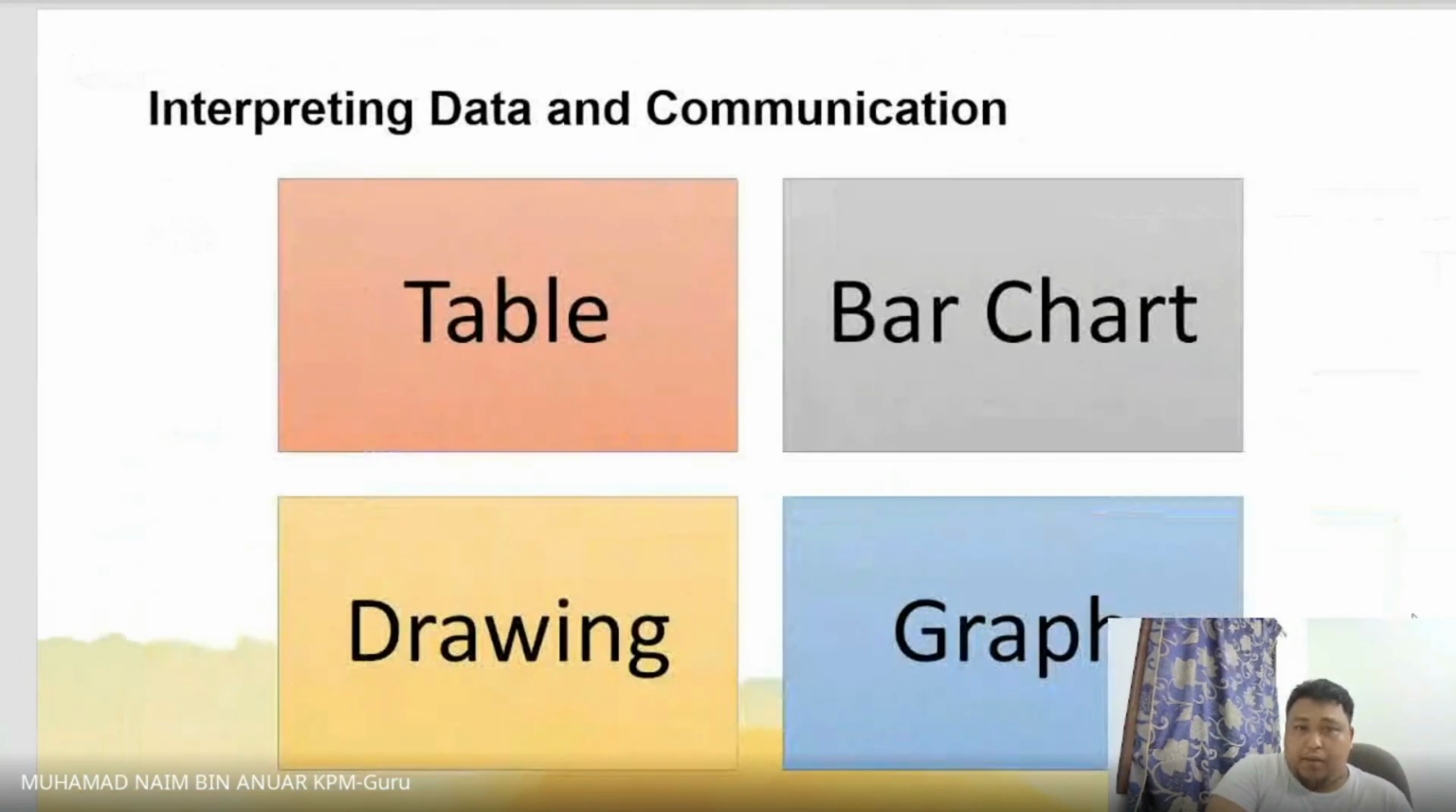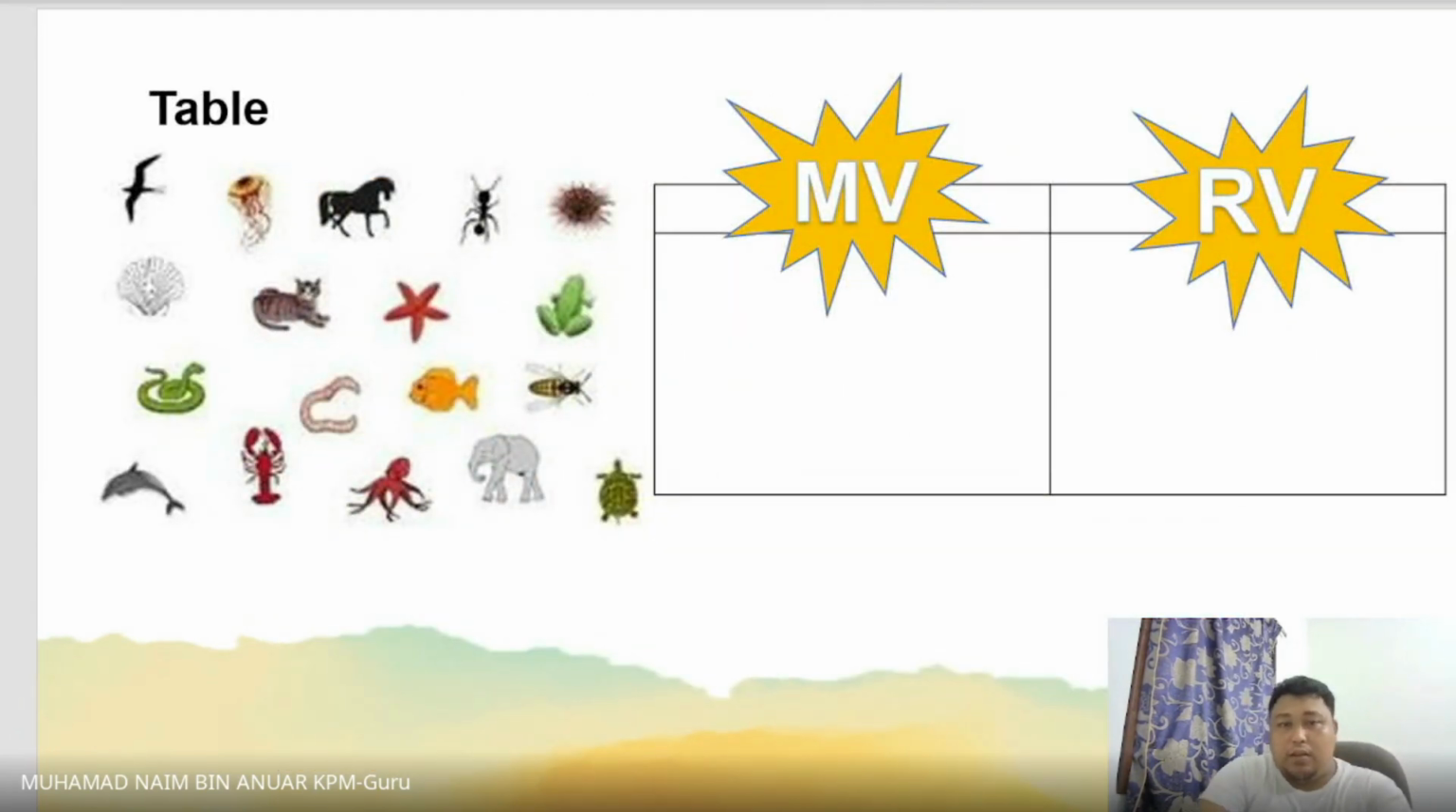Now, next one. This one, I think the easiest one for you to understand. Data and communication. Okay, for data and communication, now, we have table, we have bar chart, we have drawing, we have graph. Like I said just now, table. Left side must be MV, right side must be RV. Okay, left side MV, right side is RV.